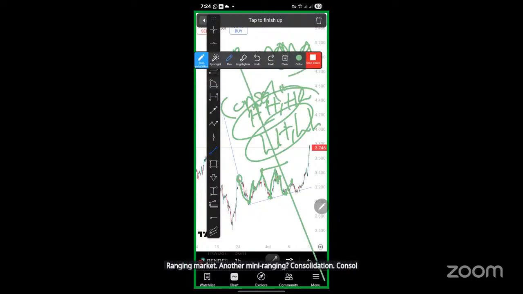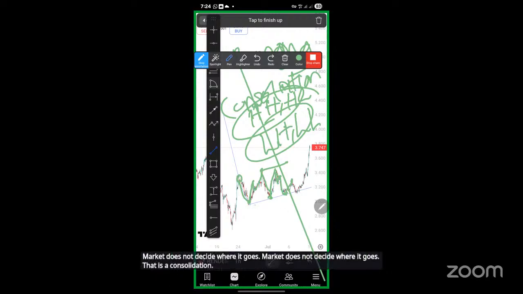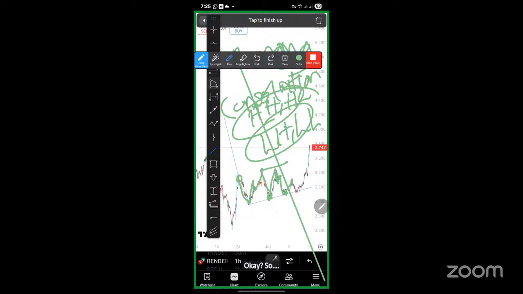Consolidation. The market does not decide where it goes. That is a consolidation. So the market doesn't decide where it is going. That is a consolidation market.